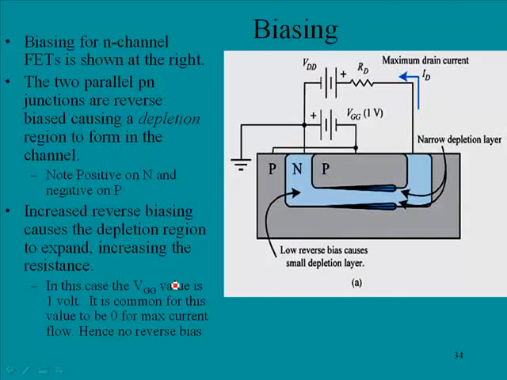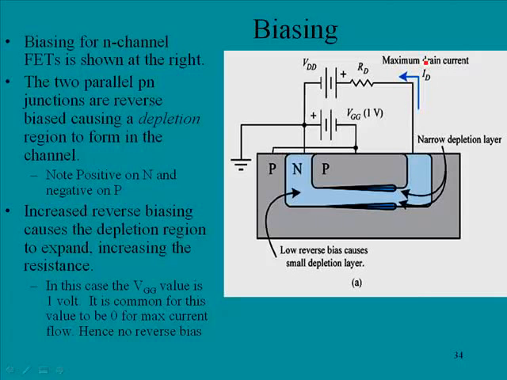Biasing for N-channel FETs is shown at the right. Okay, so here we have our biasing. You'll note we have some voltages applied to this. Notice we have VDD. This would be for the voltage on the drain. And you'll notice there's a negative voltage connected to the N material here, and the positive is the other side of the N material, and so current would flow through the N material as such, and this would define the current in the drain.